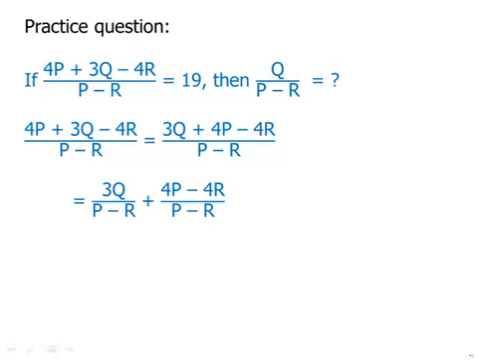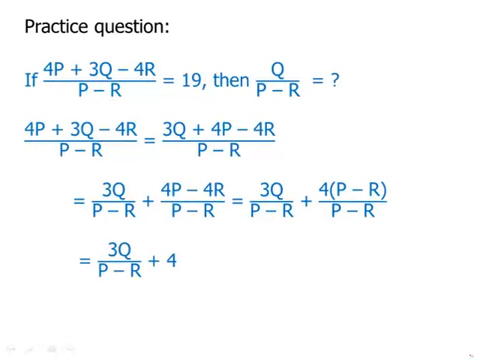So we have the numerator without p and r separate from the numerator with p and r. So it looks like that first one we're not going to be able to factor at all, but that second piece, we can factor out a 4 in the numerator, then cancel p minus r, and what we're left with is 3q over p minus r plus 4. And this equals the original expression. Well, that's interesting. The original expression equals 19.